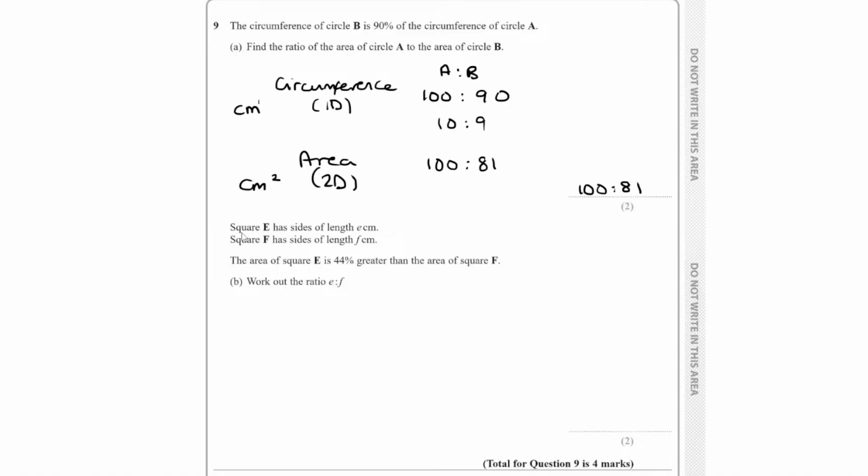Okay, part B, so now we're looking at squares. Again, don't think about it in terms of an actual formula, just think, is it 1-dimensional, 2-dimensional. So square E has side lengths E, and square F has sides of length F. The area of square E is 44% greater than the area of square F. So again, I'm going to put a ratio E to F. We're starting with the area, aren't we? They haven't given you numbers, so start with numbers. E is greater, so let's give 100 to F. E would therefore be 144, wouldn't it?